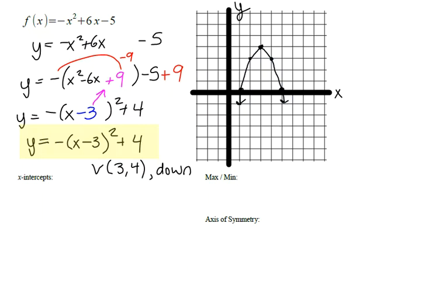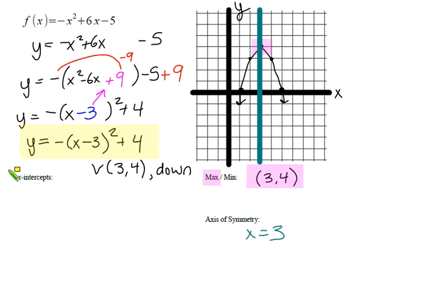This parabola, since it's opening down, has a maximum point. The coordinates of that maximum point are (3, 4), which is the same as the vertex. With a parabola, the maximum or minimum is always the vertex, and we just look at the graph to determine whether it's a maximum or a minimum, or we look at the equation, whether it's opening up or down. The axis of symmetry is, for parabolas that open up or down, the vertical line that splits the parabola into two congruent pieces. In this problem, that would be at x equals 3 as our axis of symmetry.